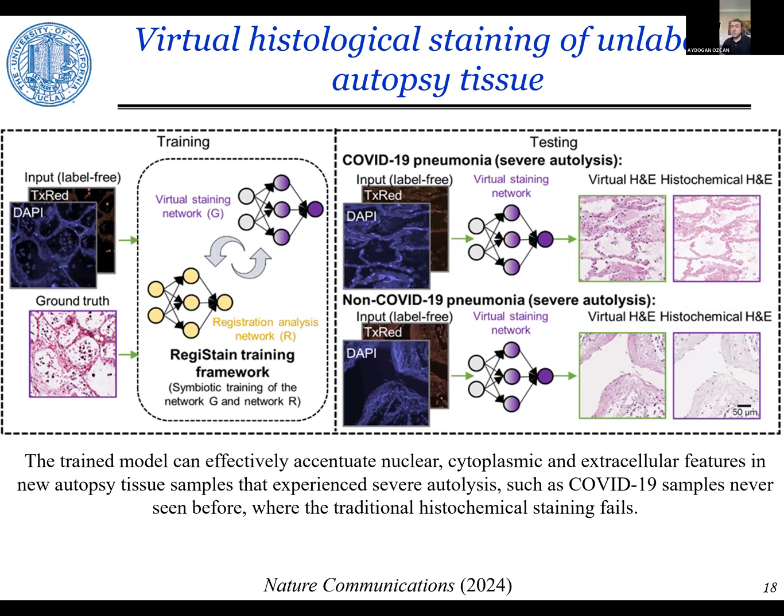In fact, much better. There's a major problem with autopsy tissues, and that is severe autolysis due to delayed fixation of tissue, which makes staining very difficult, and in some cases completely fail, especially during the COVID-19 pandemic, because of the large volumes of autopsy specimens that needed to be prepared. There was a huge delay. And what did that do? Well, tissue denatured, and it couldn't be stained.